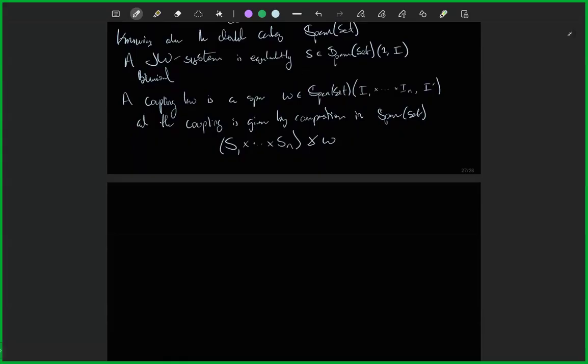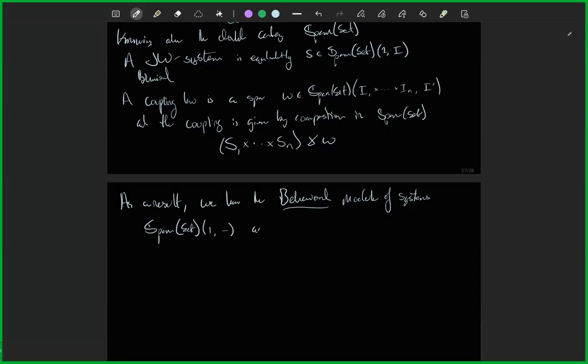We know this double category span set. And now what we're seeing is that, as a result, we have the behavioral module of systems, which is span set 1 comma dash, acted on by span set.